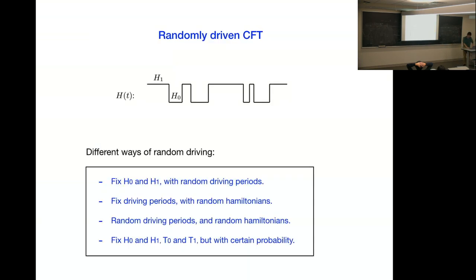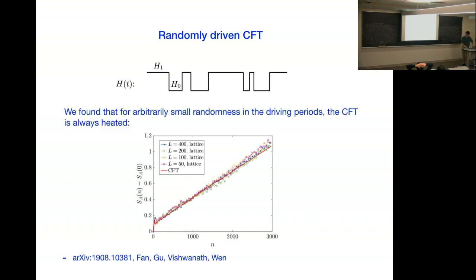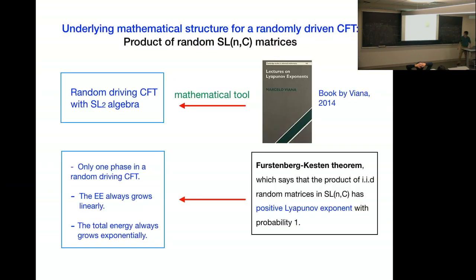For the random driven CFT, we have different kinds of random driving, but no matter what kind of random choice you choose, the system will always be heated up. In particular, the entanglement entropy will always grow linearly in time for the random driving. We can prove this result. The proof is based on a theorem in mathematics called the Furstenberg-Kesten theorem.